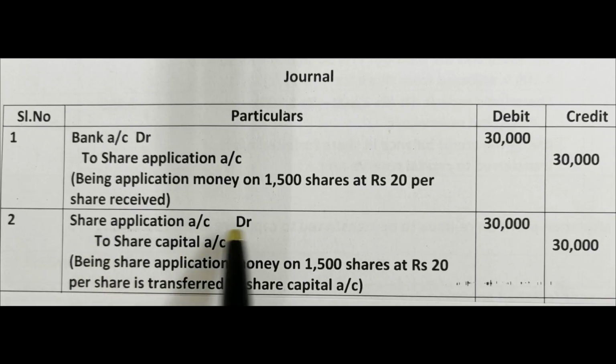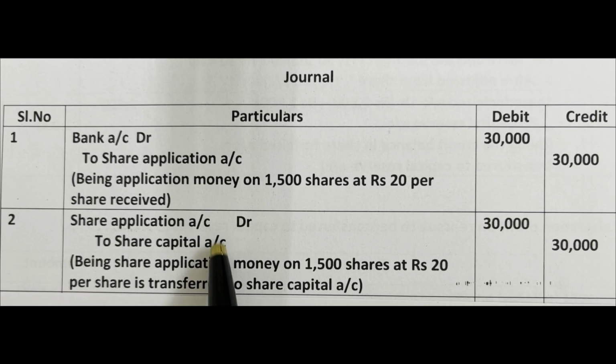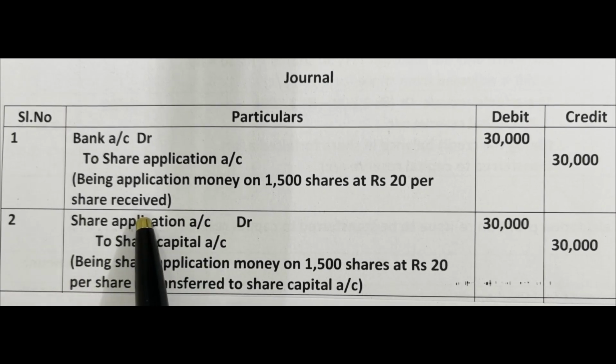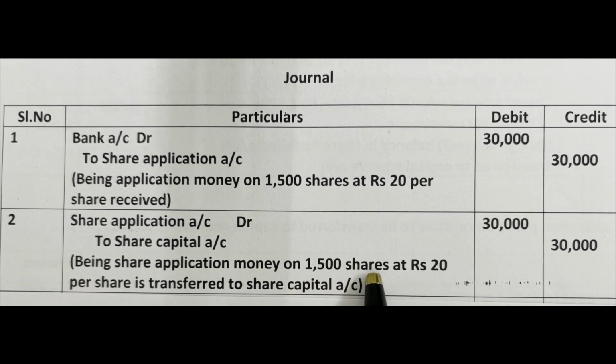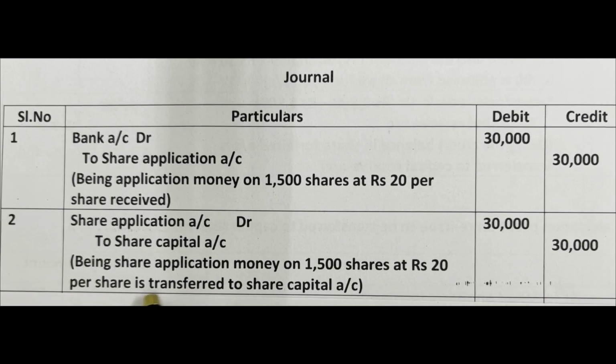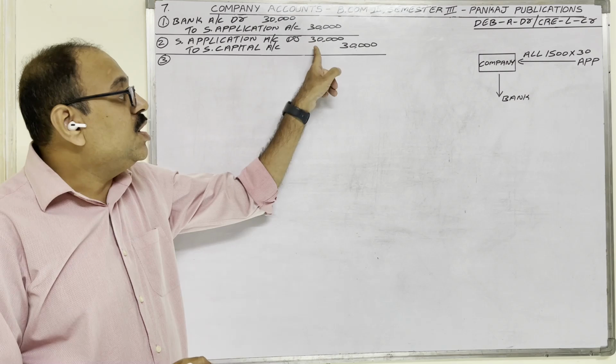Second entry, share application account debit to share capital account. Entry is for transferring application money to capital account. Mention that as a narration. Being share application money on 1500 shares at 20 rupees per share is transferred to share capital account. Application related entries are completed.